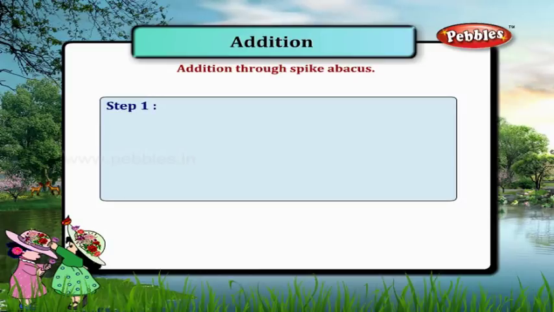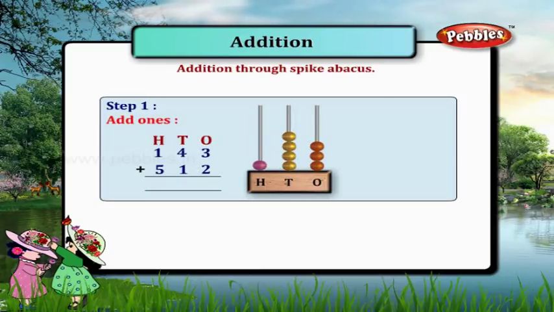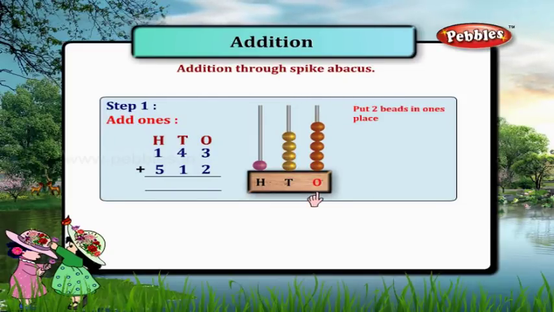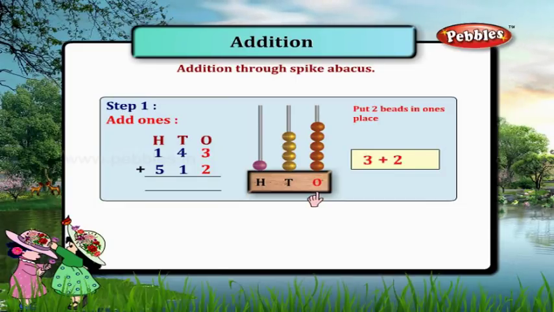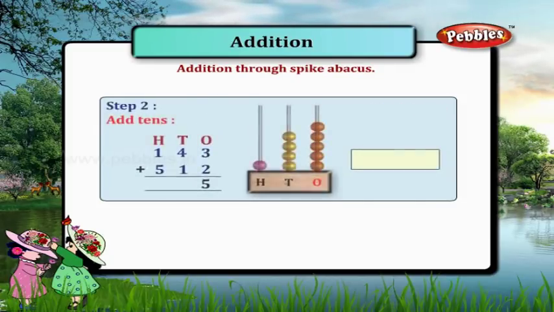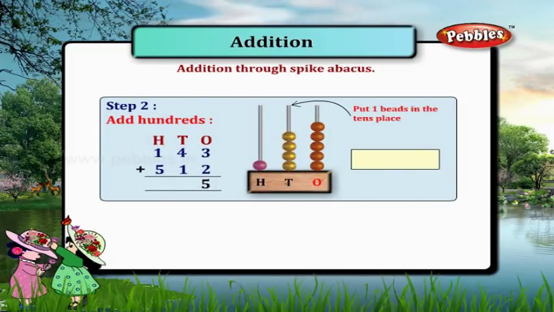Step 1. Add ones. Put 2 beads in the ones place. Now add the ones. 3 plus 2 is equal to 5. Write 5 below the ones place. Step 2. Put 1 bead in the tens place. Now add the tens. 4 plus 1 is equal to 5. Write 5 in the tens place.